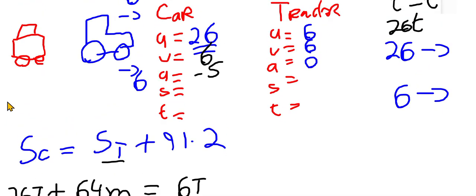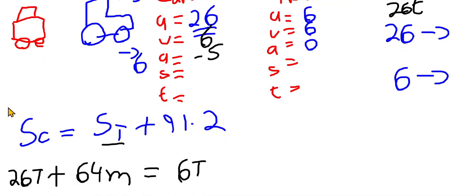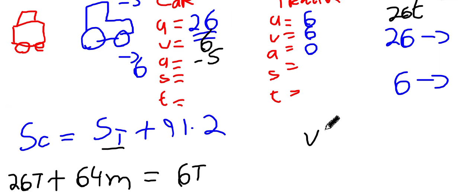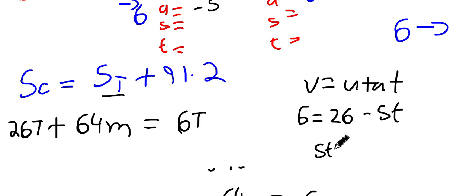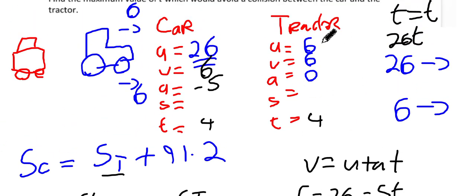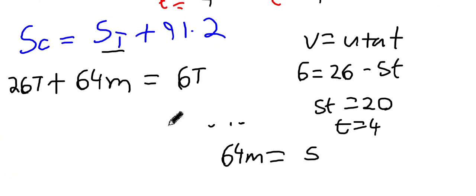By the way, so I do actually need the t value as well. So I'm going to use v equals u plus at. I'm going to do a v value of 6, a u value of 26, and at is minus 5t. And I think I'm going to get 5t equals 20 and a t value of 4. So it took 4 seconds to slow down, right? And in that time frame, the tractor would have travelled another 4 by 6. It would have travelled another 24 meters.